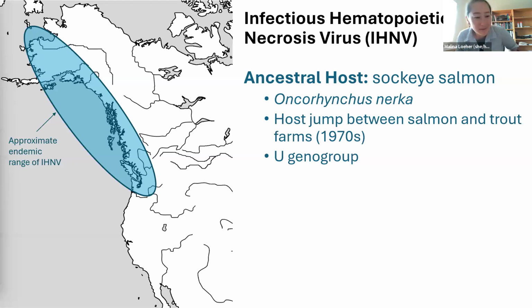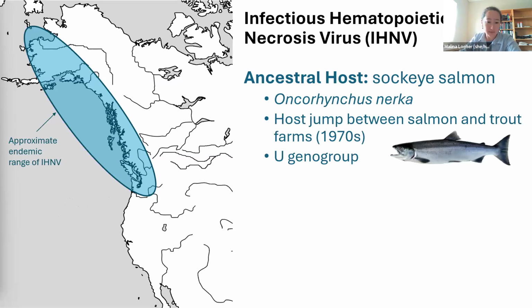There we go. So Andrew gave a great overview for IHNV and the system, and we're going to dive a little bit more specifically into IHNV's host jump. So IHNV is co-evolved with sockeye salmon, one of the Pacific salmon species, and considered to be endemic in the same range, which here is roughly indicated by this blue ellipse. And the viral genogroup of IHNV that's associated with sockeye as its endemic host is termed the U genogroup.